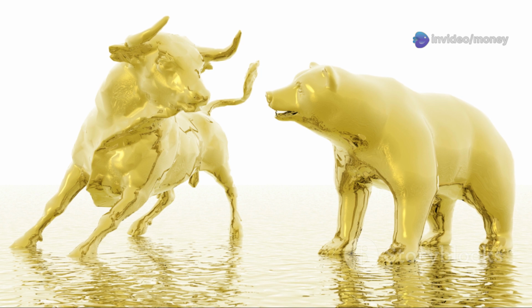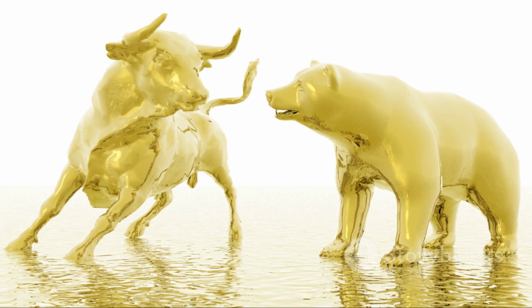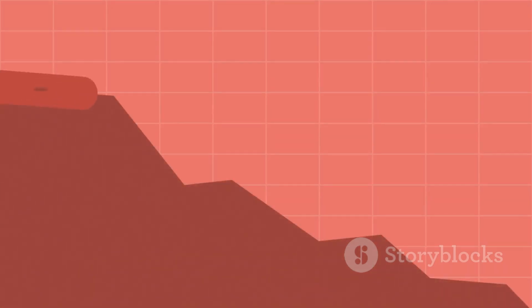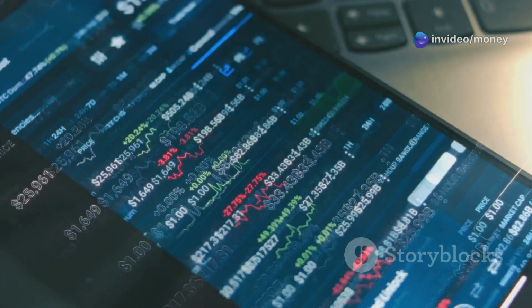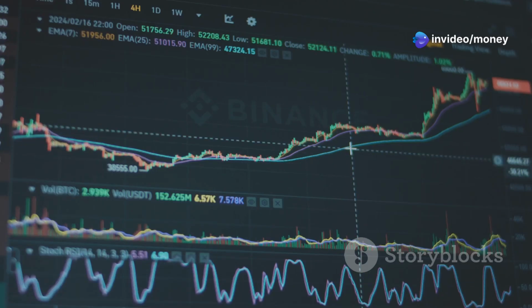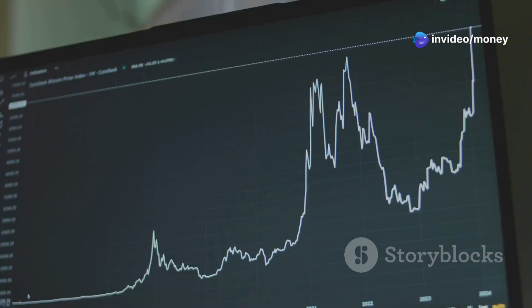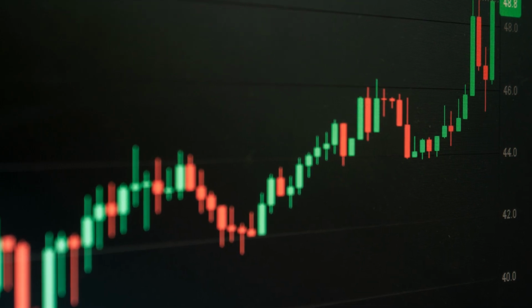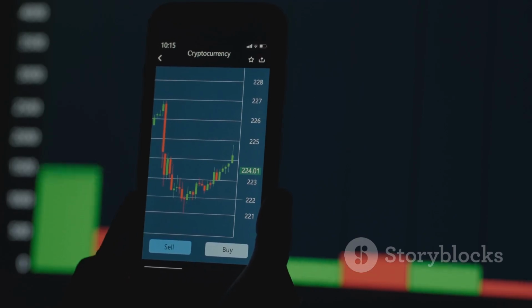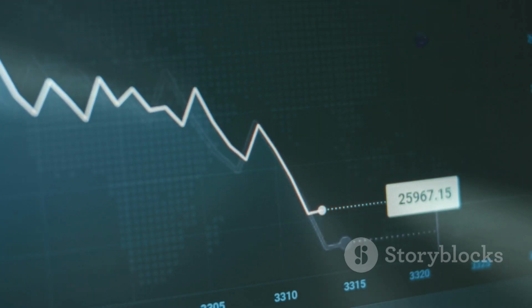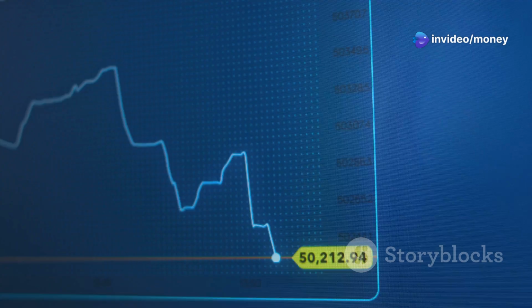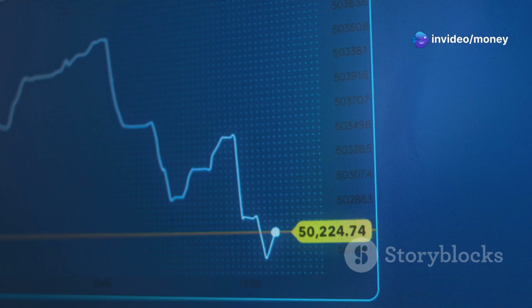There are two types of divergence, bullish and bearish. Bullish divergence happens in a downtrend. The price makes a new lower low, but the stochastic oscillator makes a higher low. This suggests that selling momentum is fading. A potential upward reversal might be on the horizon. Bearish divergence occurs in an uptrend. The price makes a new higher high, but the stochastic oscillator makes a lower high. This indicates that buying momentum is waning. A possible downward reversal could be coming.